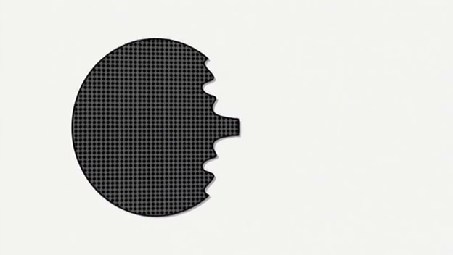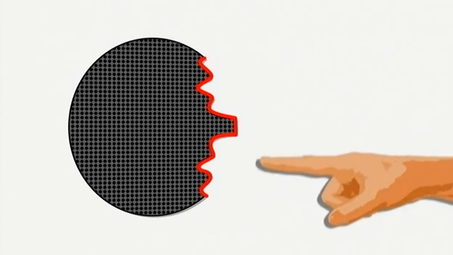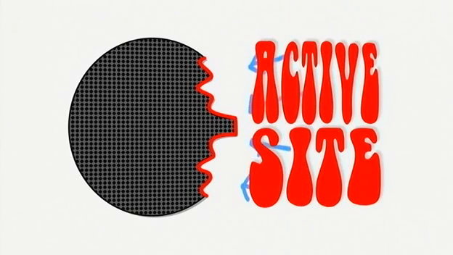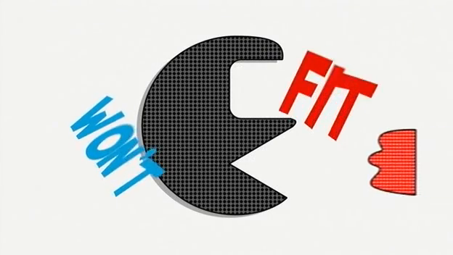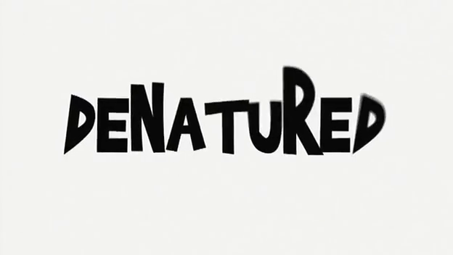Here's a technical term. The place on the enzyme where the substrate molecules fit is called the active site. The shape of the enzyme is critical. Change its shape and the substrate molecules won't fit the active site. The enzyme stops working. If this happens, we say the enzyme has been denatured.